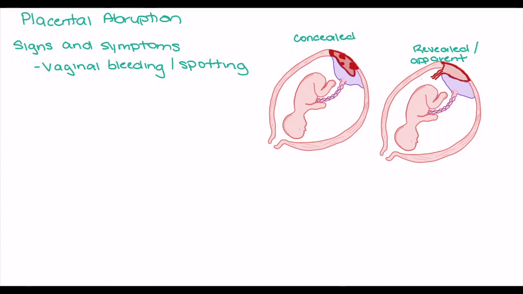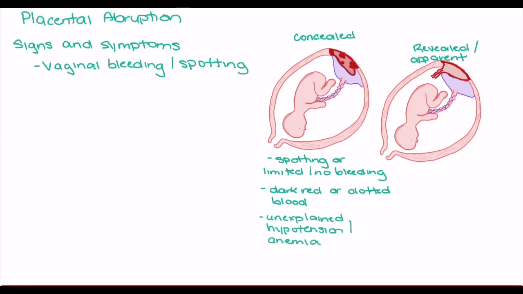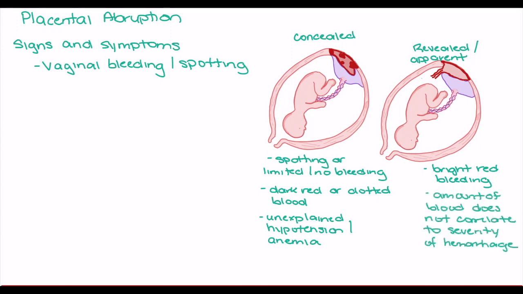As a result, a concealed abruption is most commonly related to little, no, or only spotting in terms of vaginal bleeding. If there is blood, it's likely to be dark red or clotted, and the patient may have unexplained hypotension or anemia. As blood can flow freely from an apparent hemorrhage, we're more likely to see bright red bleeding, and the amount of blood is likely to be increased compared to our concealed hemorrhage. However, it is important to note that the amount of bleeding is not necessarily correlated to the degree of the hemorrhage. As in concealed hemorrhage, some of this bleeding may remain within the decidua basalis, not exiting the placenta.